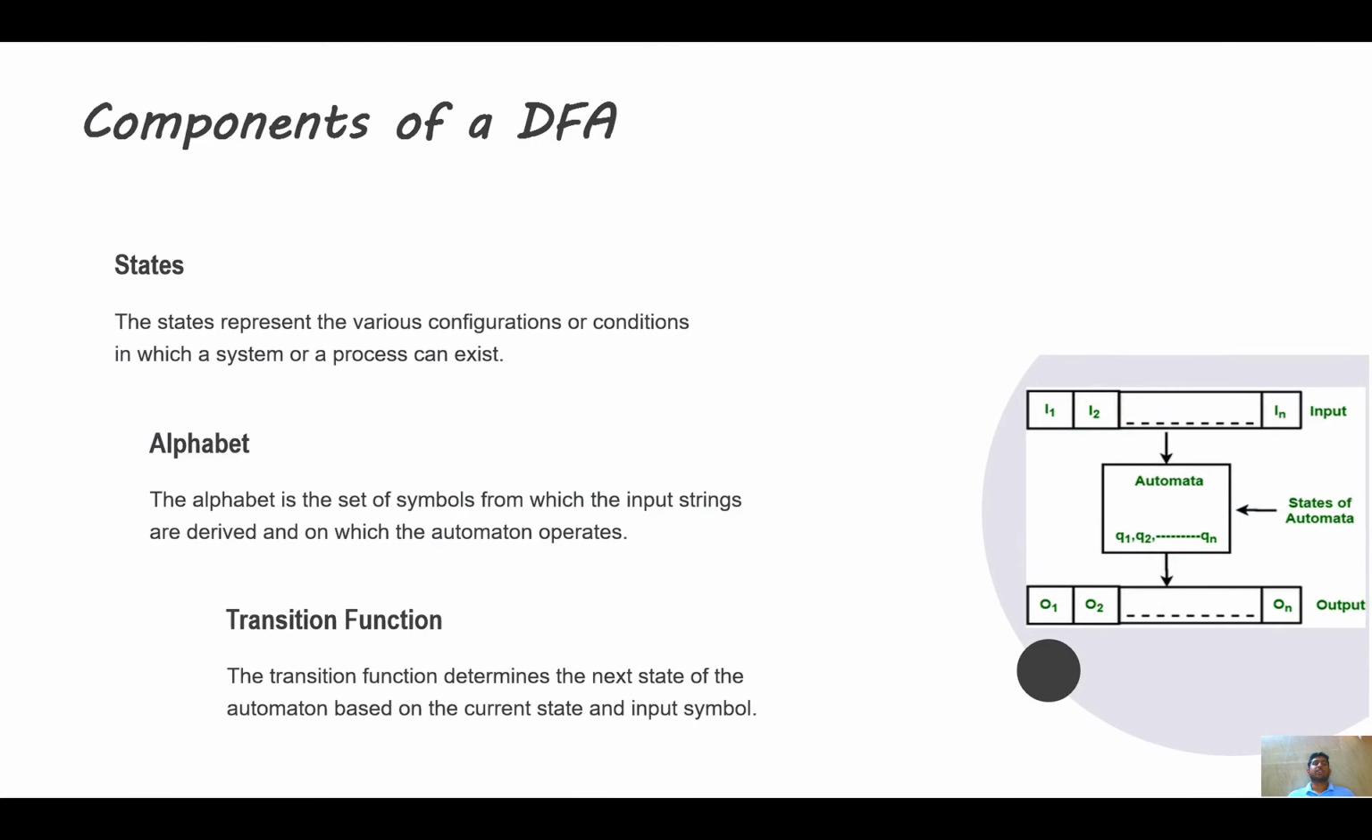Components of DFA. States. The states represent the various configurations or conditions in which a system or a process can exist. Alphabet. The alphabet is a set of symbols from which the input strings are derived and on which the automaton operates. Transition function. The transition function determines the next state of the automaton based on the current state and input symbol.